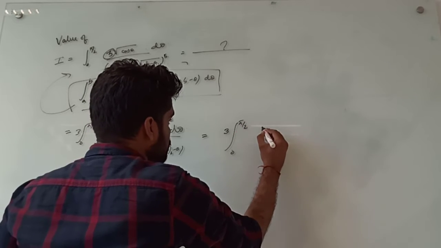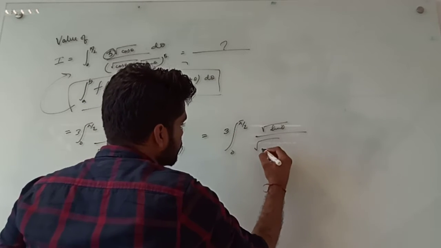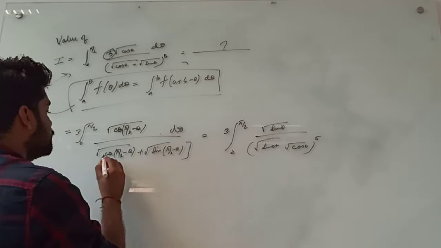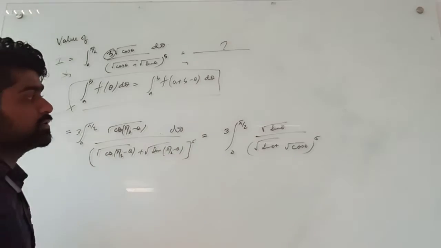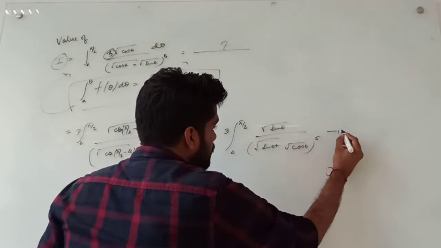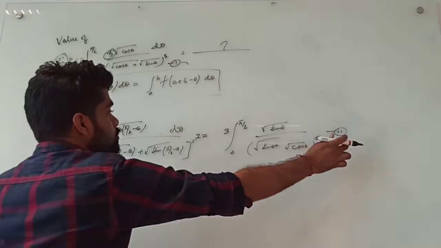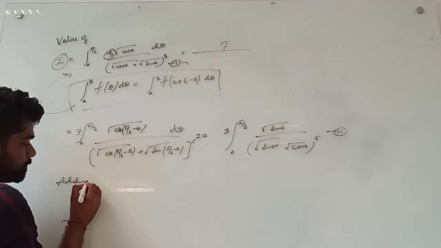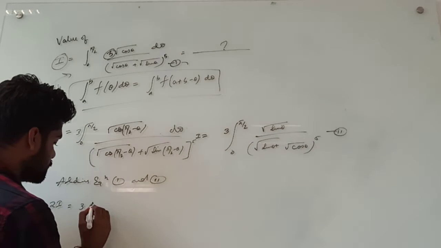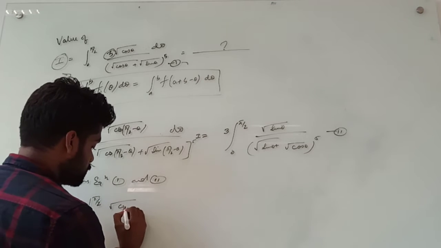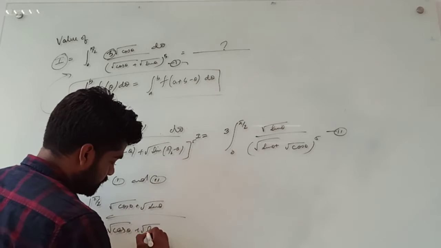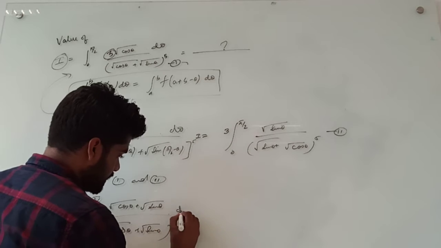0 to pi by 2 root of sine theta by root of sine theta plus root of cos theta to the power 5. Okay, so this is coming. What will happen if you assume this particular integral as I? This is also I. If I add these two, equation 1 and equation 2, I will get 2I is equal to 3 integral 0 to pi by 2 root of cos theta plus root of sin theta divided by root of cos theta plus root of sin theta to the power 5 d theta.